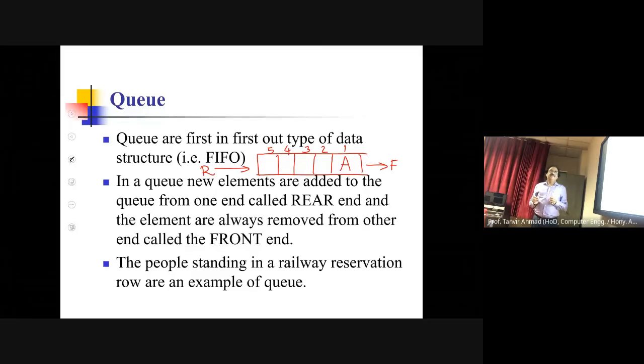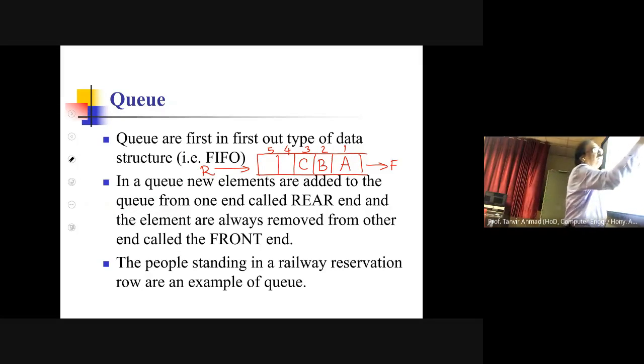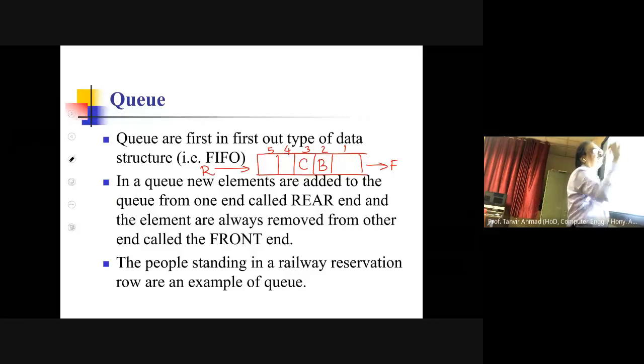After that, if I enter a second element, say B, it will enter from here and come to this place. Similarly, if I want to enter the third element, it will come here, C, and so on. Now, once I delete an element, what happens? I will be able to delete this element. Let's say I want to delete one of them. I can delete this A.